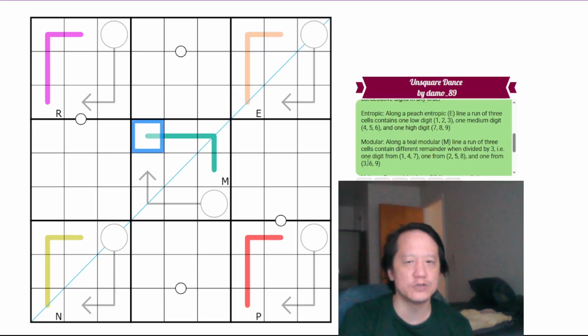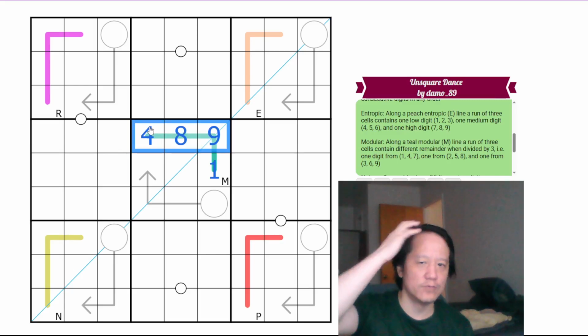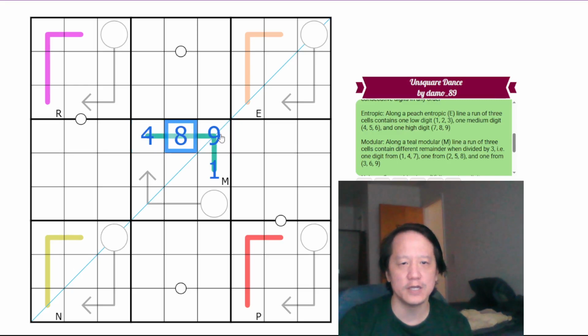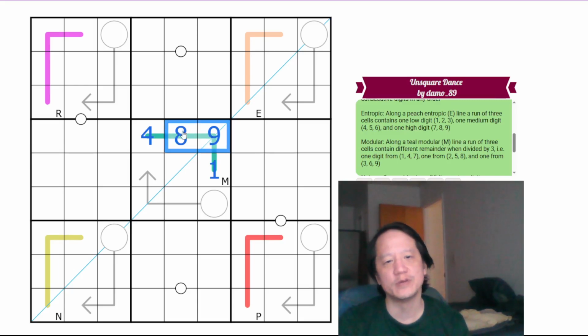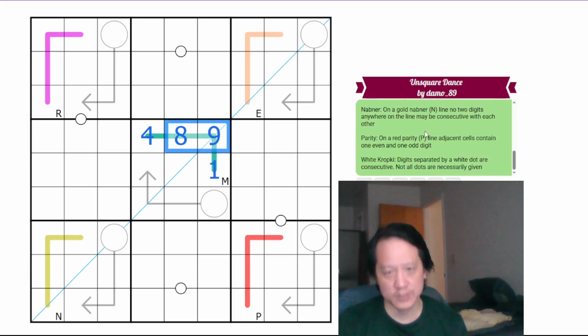For modular lines, you could have something like 4, 8, 9, and 1. So this could be working because on this modular line, we have 1 digit from 1, 4, and 7, which is the 4, 1 digit from 2, 5, 8, which is the 8, and 1 digit from 3, 6, 9, which is the 9. And for this set of 3, we have one digit from 147, which is the 1. Again, the 8 and 9 satisfy the 2 mod 3 and the 0 mod 3 sets. So that's an example of how modular lines work.